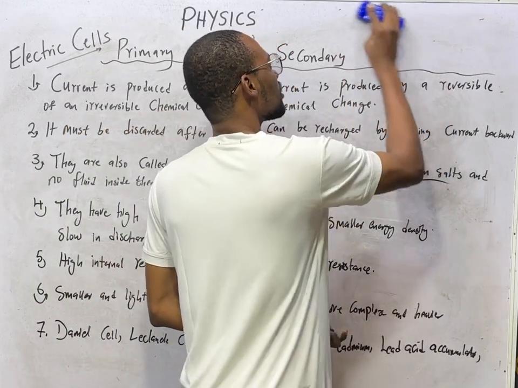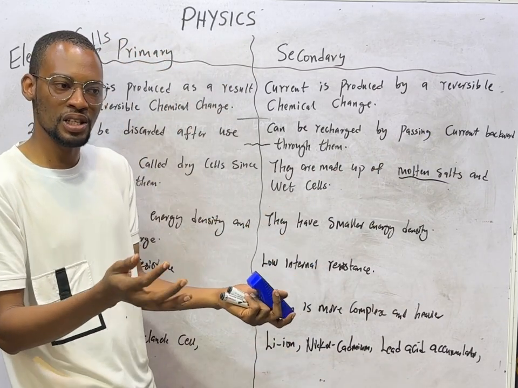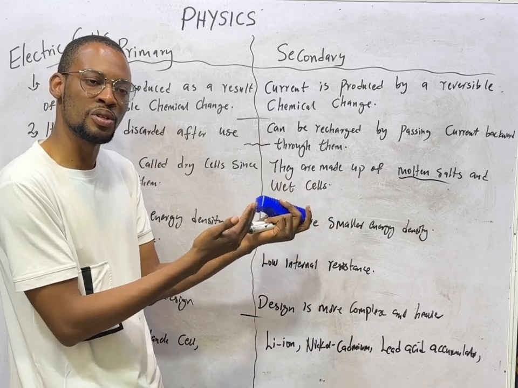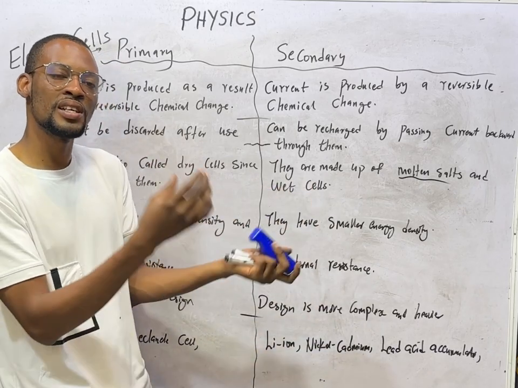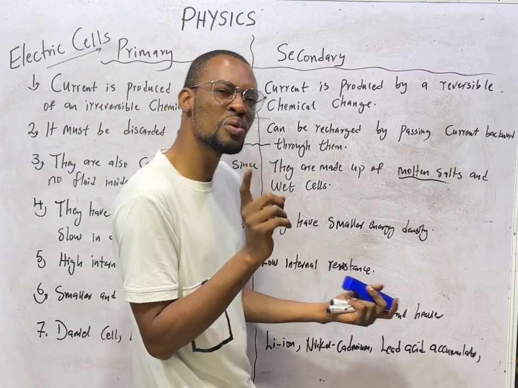When you pass direct current through a substance, it splits into its component ions, and all those ions begin to migrate to the electrodes, like cathode or anode. These are positive and negative electric rods. So that's also under electrolysis.